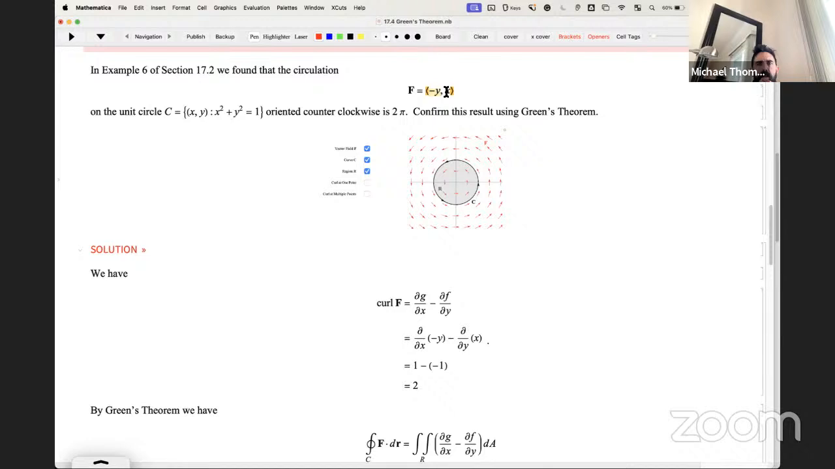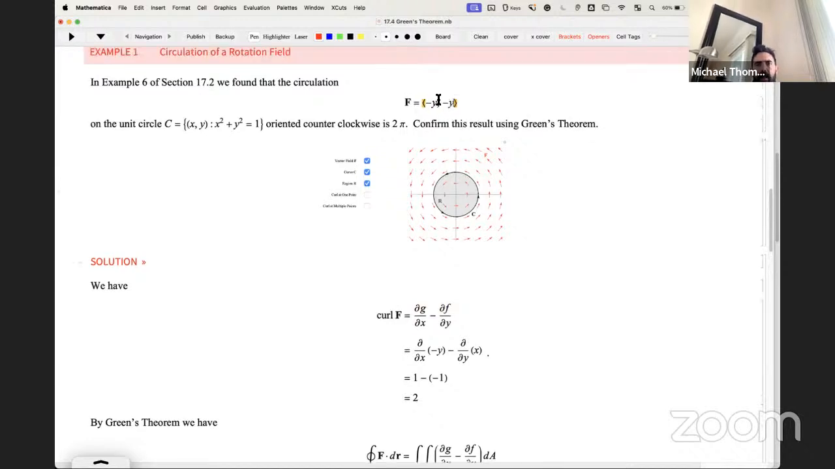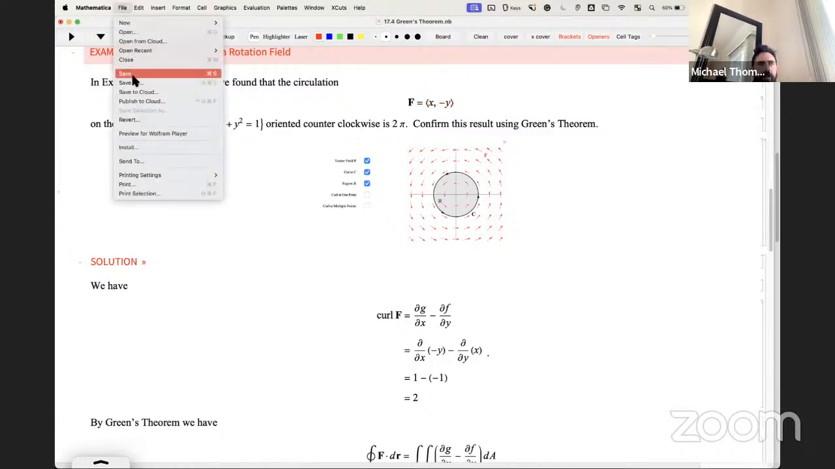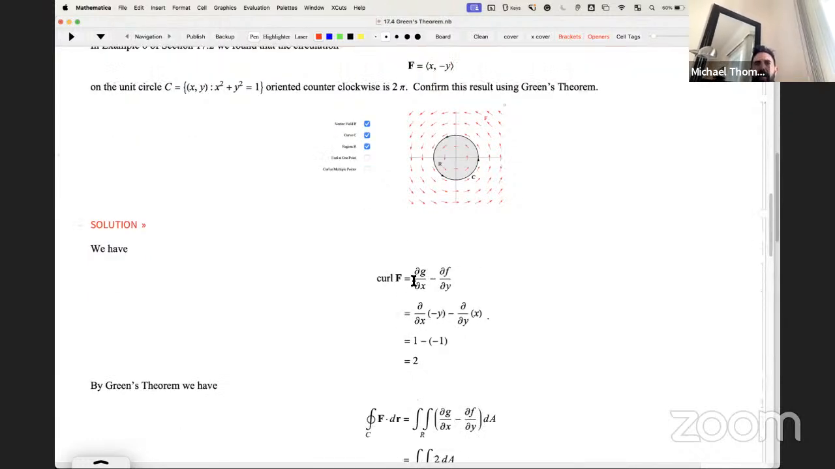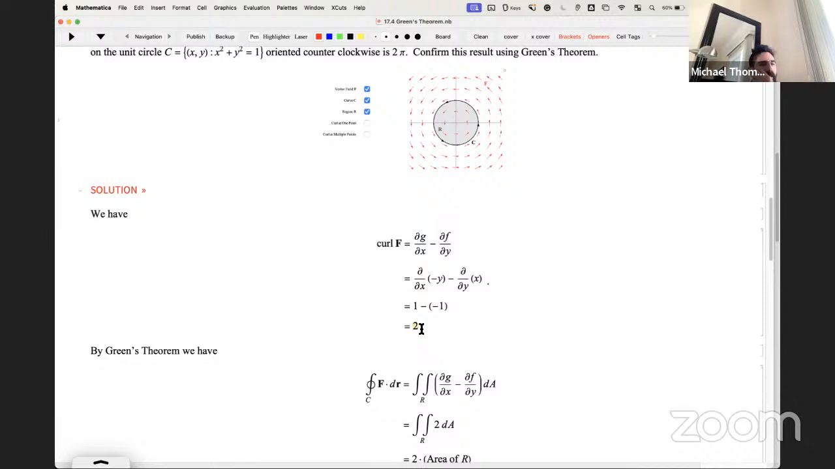The vector field was negative y, x. Give me just a second here. It looks like I got something mixed up. Gx minus fy. This should have been negative y, and then x. That's the partial of g with respect to x minus the partial of f with respect to y. There we go. I just had it backwards. So we evaluate the curl, and in any case, we end up getting 2 for the curl.